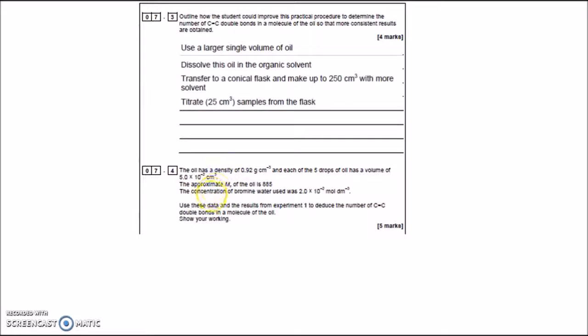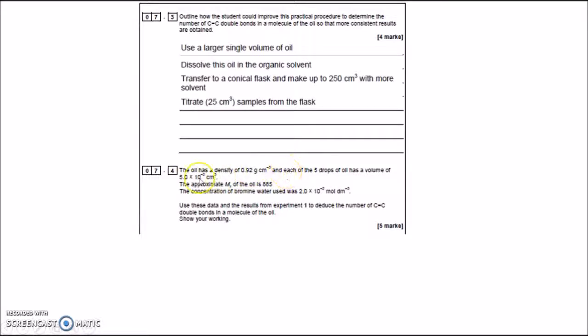We know we're using that equation, so we've not even got to look any further down. We know density is mass divided by volume. We're going to be using that. Let's do that first. 5 drops of an oil has a volume. Right, so it's given me volume, 5.0 times 10 to the minus 2. Density is mass divided by volume.